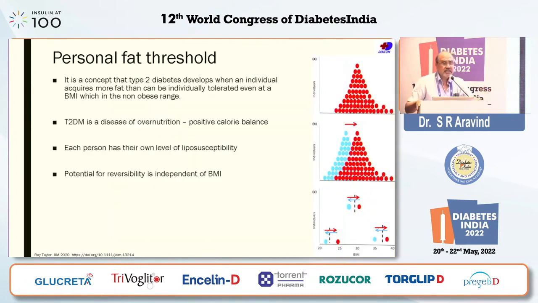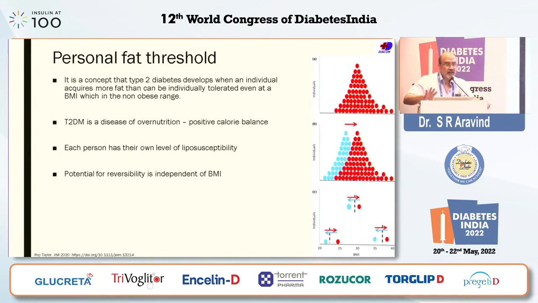And what is this personal fat threshold? Now this is interesting, and this is where all the researchers can come in and contribute over a period of time. It is a concept that type 2 diabetes develops when an individual acquires more fat than the individual can tolerate, even at a BMI which is in the non-obese range. Type 2 is a disease of overnutrition, positive calorie balance, and each person has their own level of liposusceptibility, and the potential for reversibility is independent of the BMI.